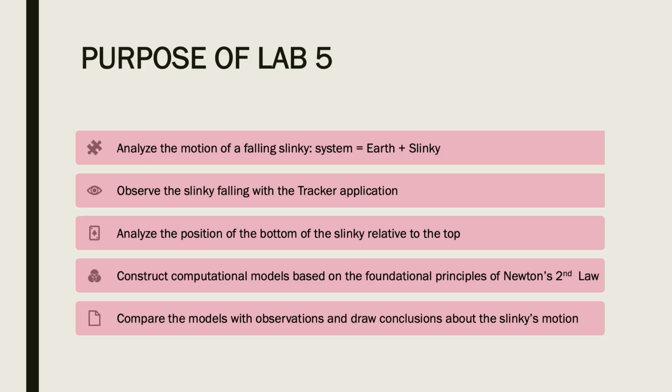The purpose of Lab 5 was analyzing the motion of a falling slinky, where the system is the Earth and the slinky, observing the slinky falling with the Tracker application, analyzing the motion and position of the bottom of the slinky relative to the top of the slinky, constructing computational models based on foundational principles of Newton's second law, and comparing the models with observations and drawing conclusions about the slinky's motion.